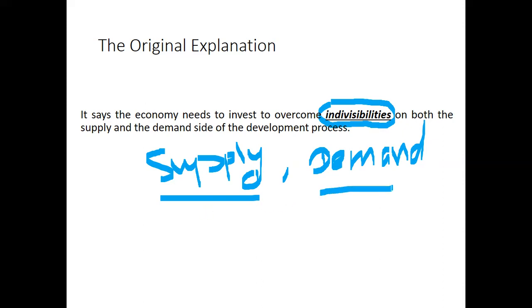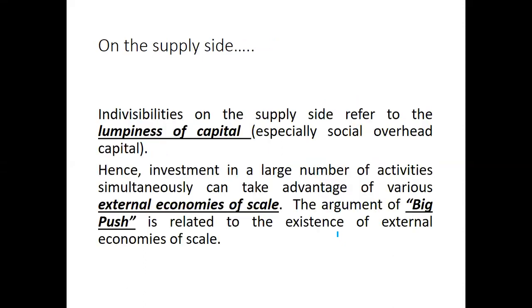On the demand side also, you have some kind of output which cannot be demanded in part. You have to demand it in full. So in an economy, you can see indivisibilities on both the supply and demand side. These indivisibilities need to be overcome. So it says that the economy needs to invest to overcome indivisibilities on both the supply and demand side.